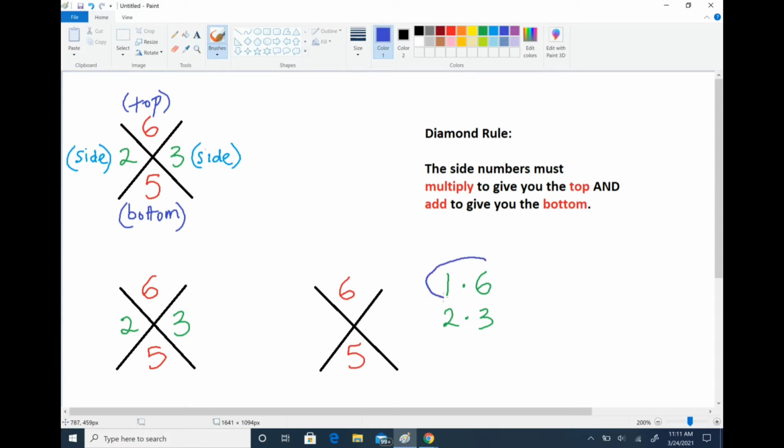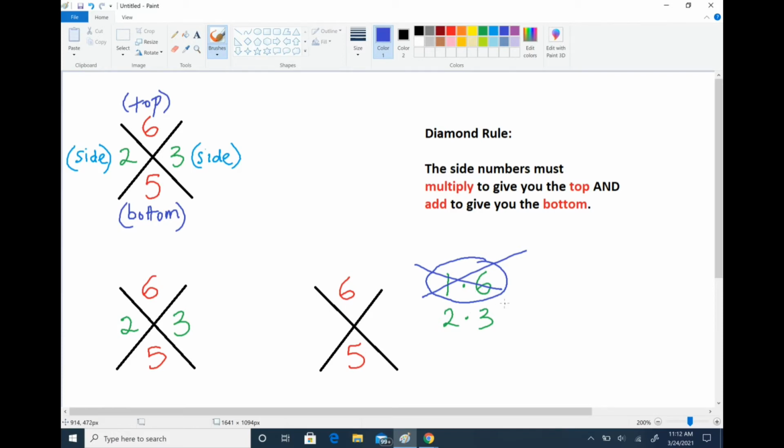So let's see. Will 1 and 6 also add to give you 5? No, it won't, because it adds to give you 7. So 1 and 6 doesn't work for this diamond setup, right? Because 1 times 6 is 6, but 1 plus 6 is not 5. All right, so this doesn't work.